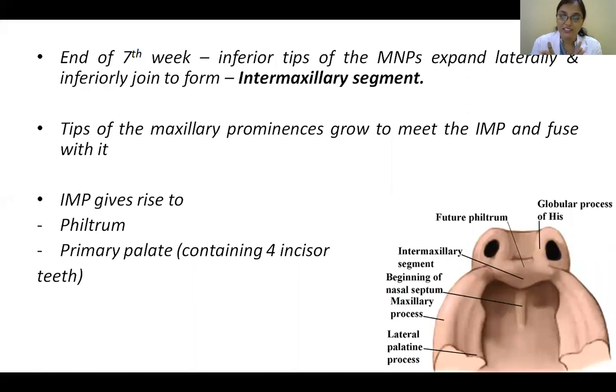So when the median nasal processes are coming together, in the nose region they form a very thin part, that is the nasal septum. In the lower part, they expand more, and the central part of the face, the philtrum and the four incisors related with the alveolus, they all come from the intermaxillary segment. This is one where you have to draw the diagram, only then you'll understand this.